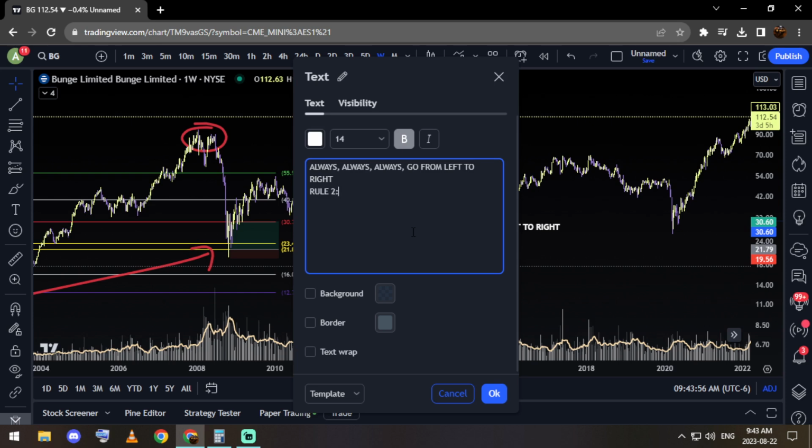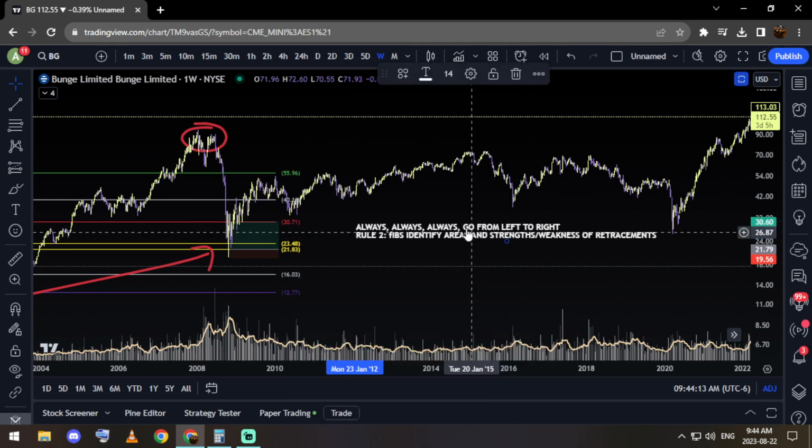Rule 2. Fibs identify areas and strengths, weakness of retracements. Okay? So everyone's still with me so far?